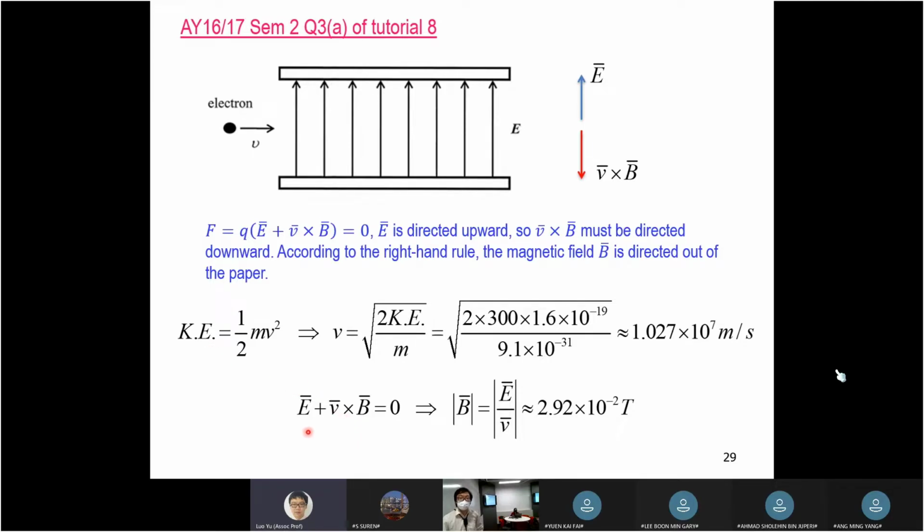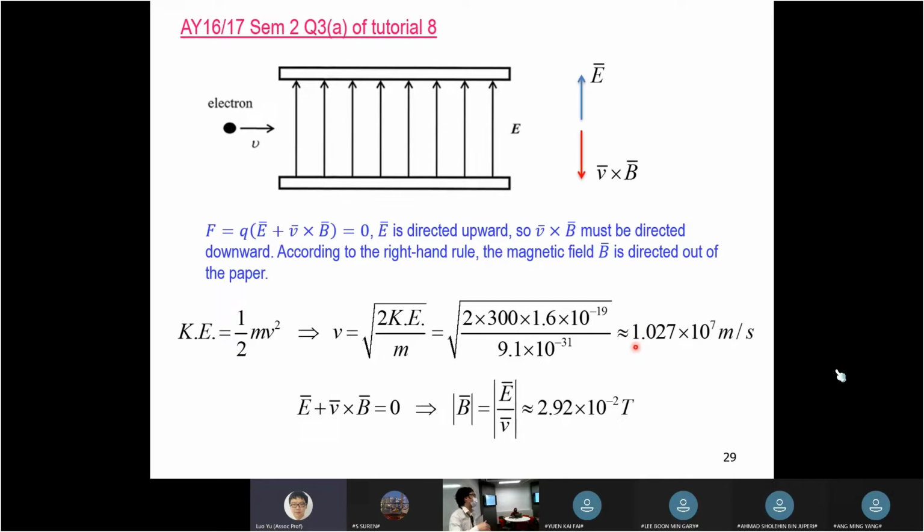Want to find out my B, I need to know the velocity. The question gives us the kinetic energy, so we use the square root of 2 times the kinetic energy divided by m, I can get the velocity. So here 300 eV, to do the calculation, we have to first change it to joules, by multiplying by the electron charge, 1.6 times 10 to the minus 19. Don't forget about this part, so that you get the velocity V.